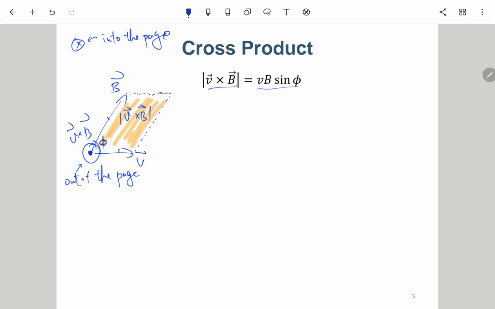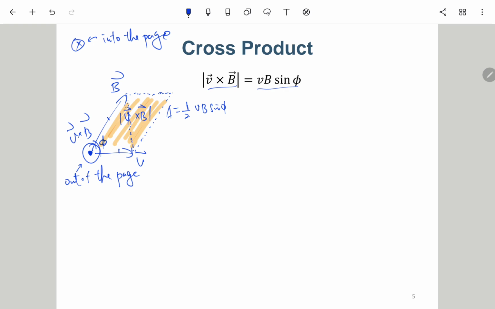An easy proof is like, suppose we have a triangle. In high school trigonometry, the area of a triangle is 1/2 V times B times sine of phi, according to the theorem of sine. The parallelogram is twice the triangle, so VB times sine of phi is the area of the parallelogram.